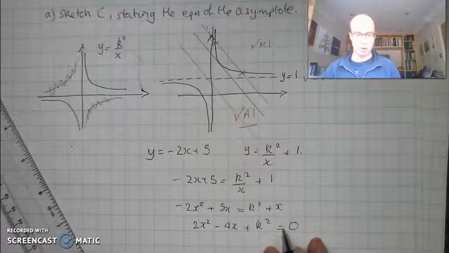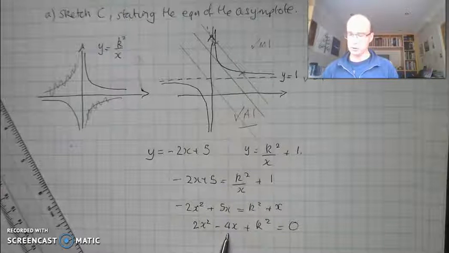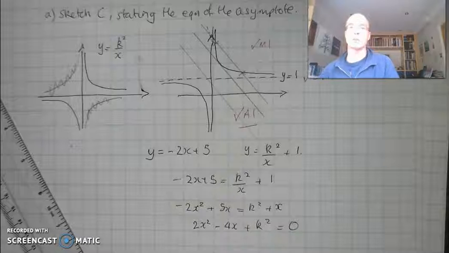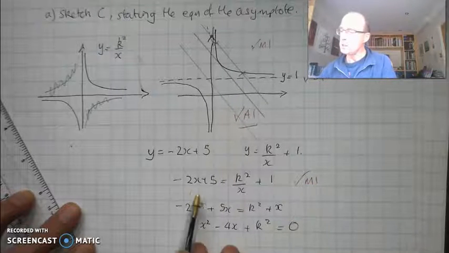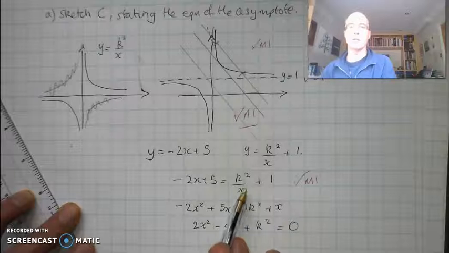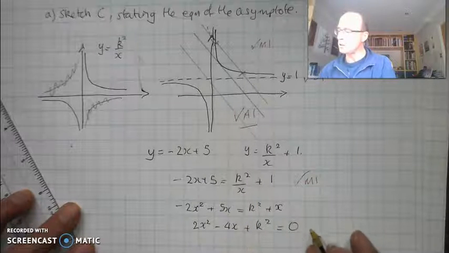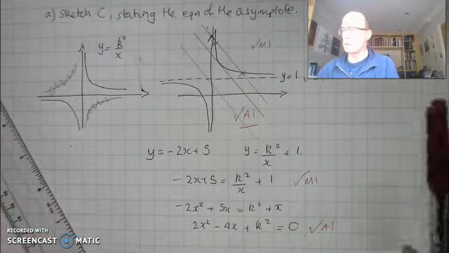Double check that's what we've got in the question. So we've been asked to prove that 2x squared minus 4x plus k squared is equal to 0. We've got ourselves 2 marks. So we got 1 mark over here for equating our straight line equal to our curve so that we could solve and find our points of intersection, and then an accuracy mark for going through the steps to come up with the equation we've been given.